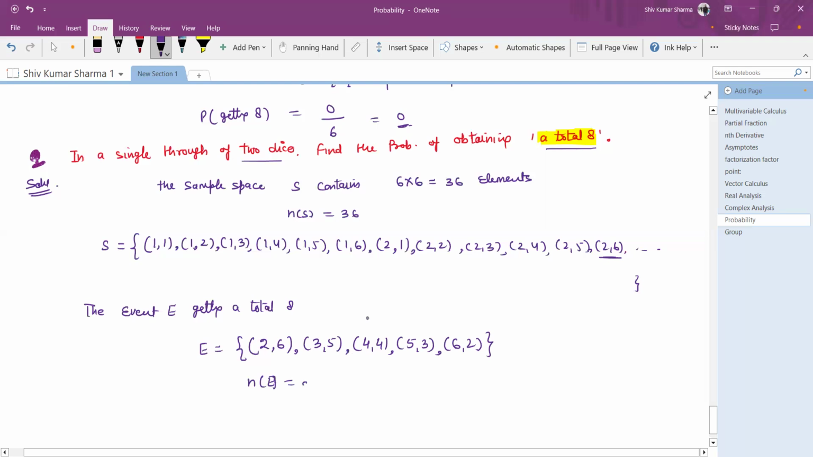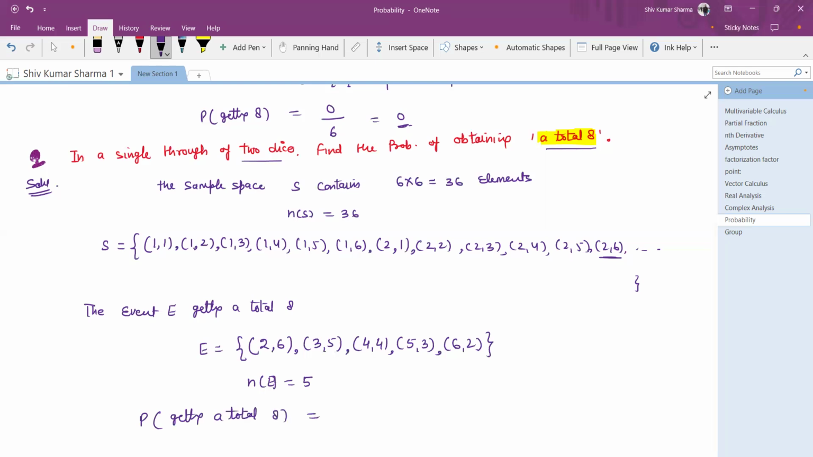So NE is equal to 5. So there are 5 elements in E whose sum is 8. Now when we calculate the probability of getting a total 8, this gives us NE upon NS, which is equal to 5 by 36. So this is our answer. So getting a total 8, the probability is 5 by 36.